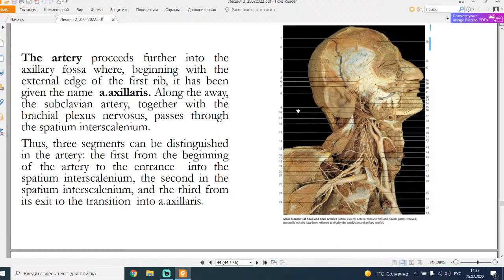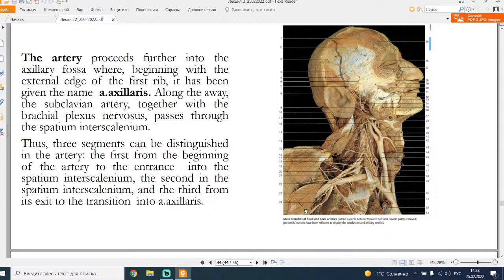What you see: the subclavian artery. The artery proceeds through the axillary fossa, beginning at the external edge of the first rib. There it has been given the name arteria axillaris.